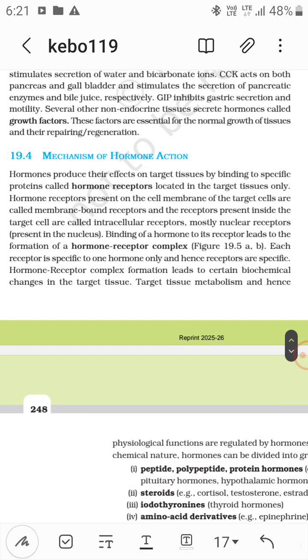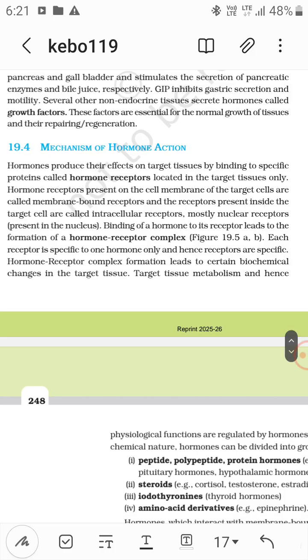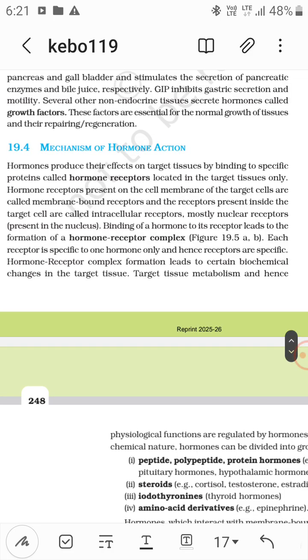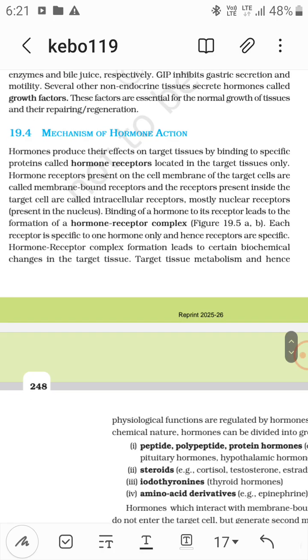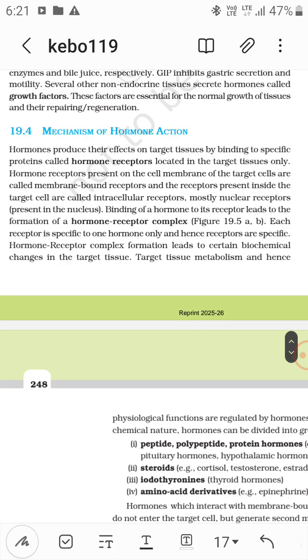Hormones produce their effect on target tissue by binding to specific proteins called hormone receptors located in the target tissues only. Hormone receptors present on the cell membrane of the target cells are called membrane-bound receptors, and the receptors present inside the target cell are called intracellular receptors, mostly nuclear receptors, present in the nucleus.